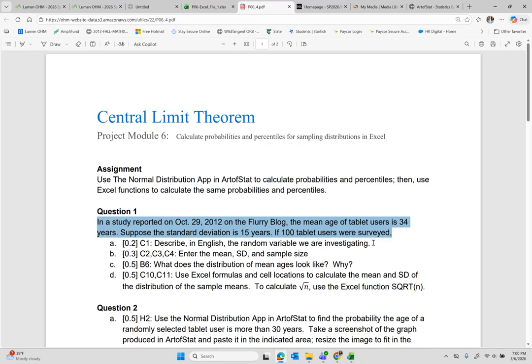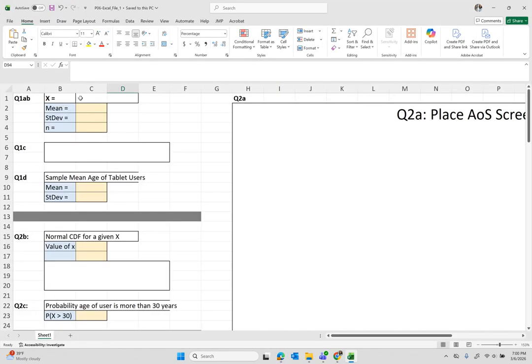So the random variable is the question that you will ask when you are surveying your observational units. And the question here would be, what is your age? So the variable we are investigating is the age of tablet users in years, or just age in years. That's the variable. The tablet users are actually the observational units. So they are determined by the population that we are investigating, but our variable is just the age.